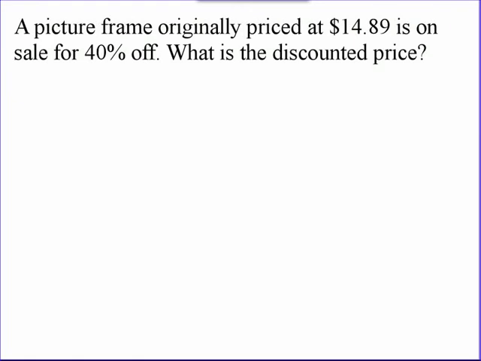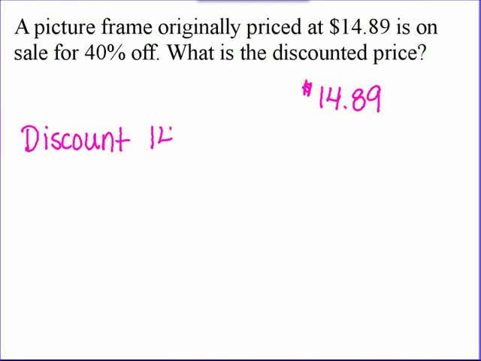So let's go ahead and look at this. A picture frame, originally priced at $14.89, is on sale for 40% off. What is the discounted price? So first of all, what I need to do is start with 14.89. That is how much the picture frame is, right? And this is just like the sales tax problem. Now I've got to figure out how much is it off. So here's my discount. What I'm going to go ahead and do is take 14.89 times 40%, but what's 40% as a decimal?